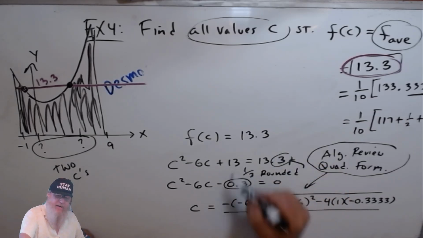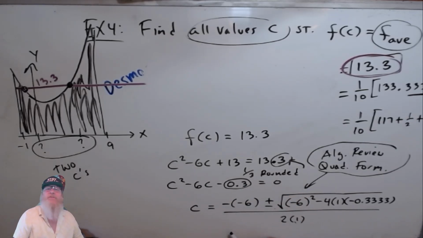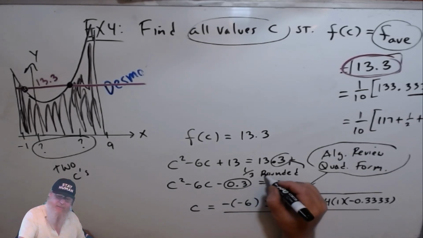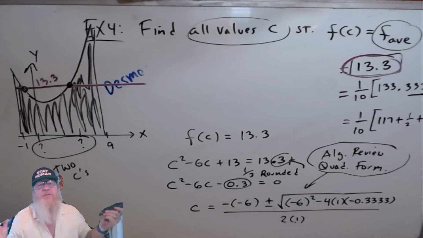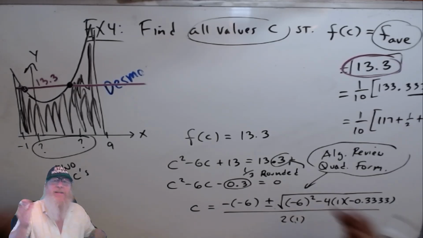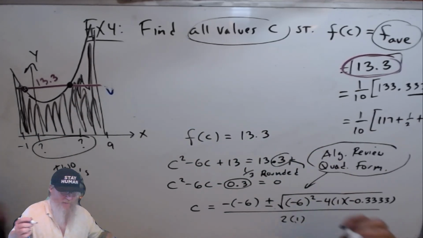The 0.3, when I subtracted it, it just left me with 0.3, which is 1/3 rounded. Again, I'm taking my chances here. It's already almost been an hour, and I haven't even done any business math yet. So let's get into it.